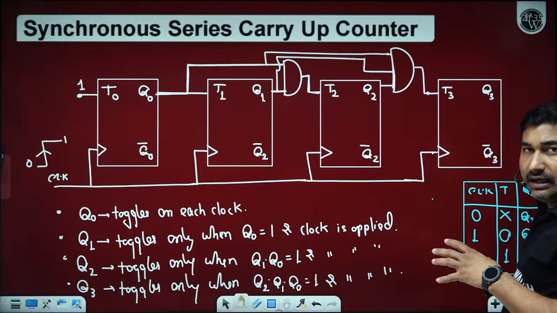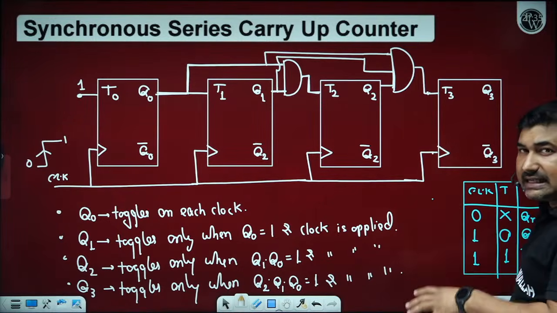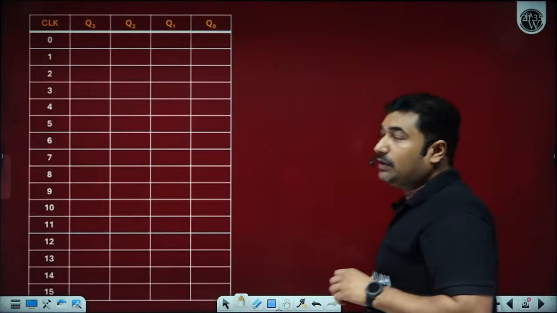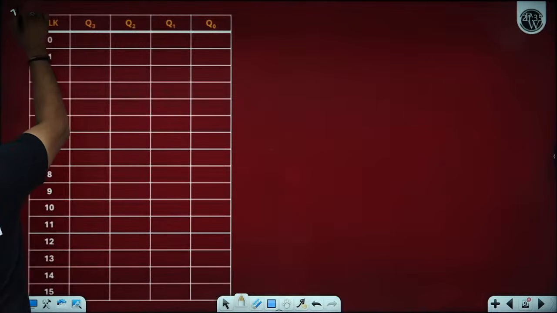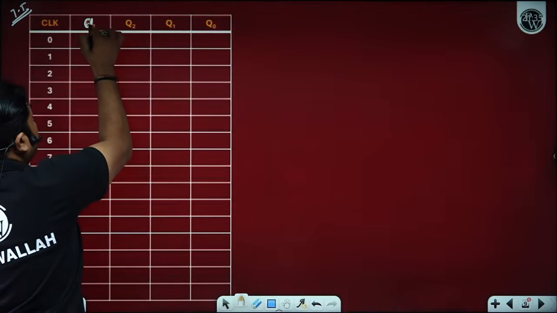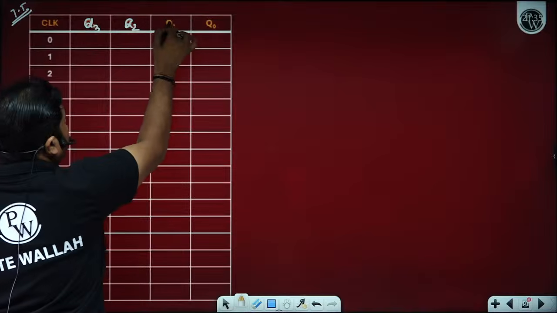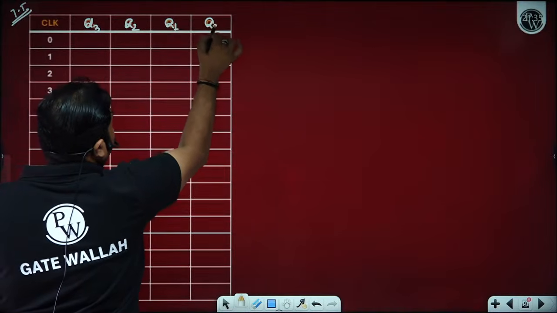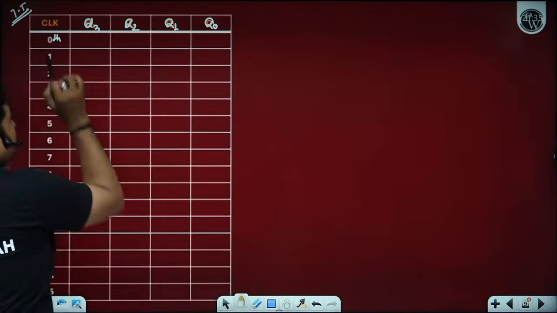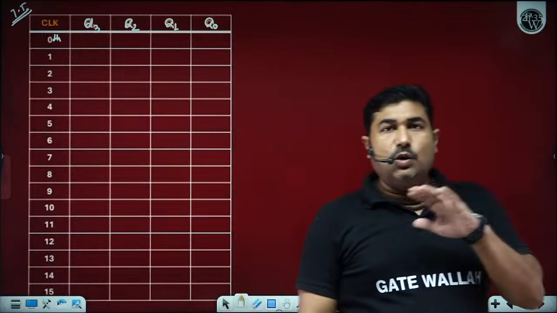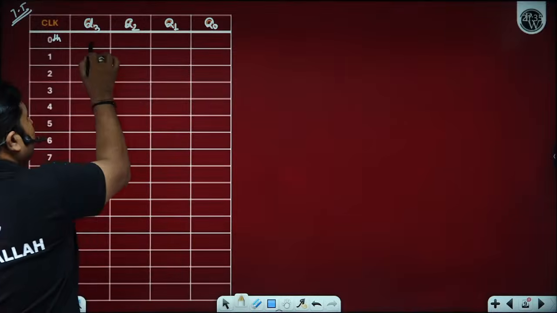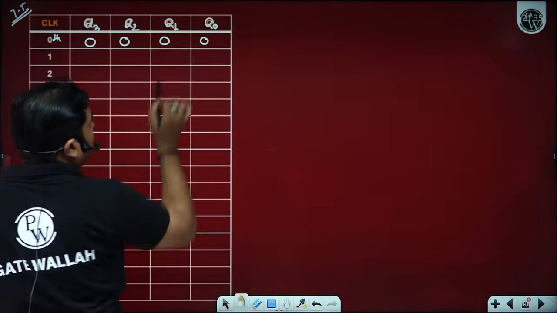Now let's see whether it is acting as a series carry up counter or not. That we can see with the help of a truth table. So I am using a truth table. Please observe clock, and we have the data Q3, Q2, Q1 and Q0. Okay? Yes sir. On the 0th clock pulse, it means when there is no clock applied, the circuit is in the initial state. If the initial state is not given to you, you have to consider it as 0, 0, 0, 0. Is it okay? Yes sir.